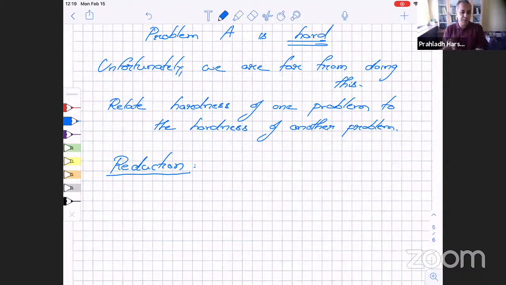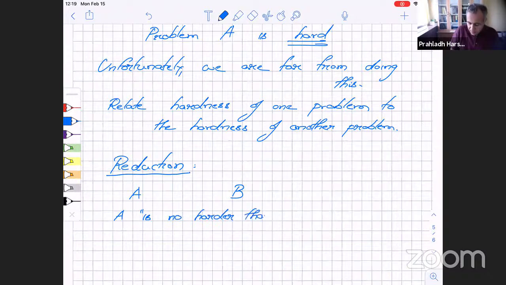I want to say one problem is as hard as another problem. What does this mean? So you have two problems, say A and B. A could be SAT, B could be CNF minimization. A could be SAT, this could be number SAT, this could be sharp SAT, this could be permanent. And I want to capture the fact that A is no harder than B.